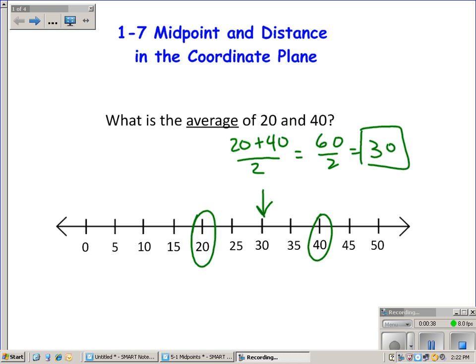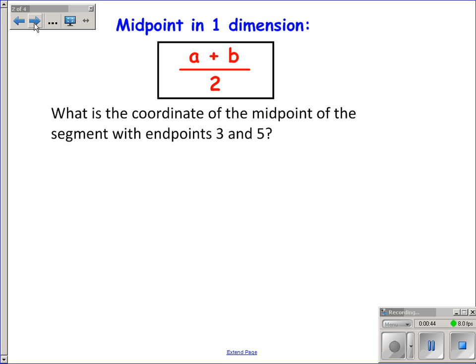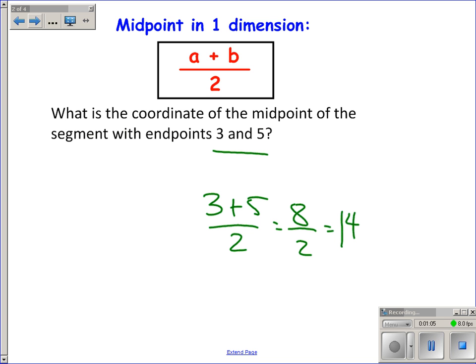So you can think about, at least in one dimension, finding the midpoint as the same as finding the average, which helps us, knowing that for the midpoint in one direction, you add up the coordinates and divide by 2. For example, what is the coordinate of the midpoint of the segment with endpoints of 3 and 5? It'd be 3 plus 5 divided by 2, which is 8 over 2, which is equal to 4. And 4 is right in the middle of 3 and 5.